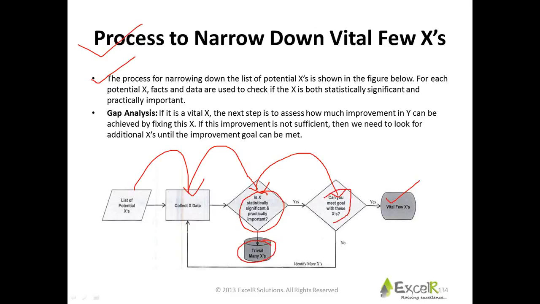If you find that those x's are not going to meet your goal, then what should you do? You should try to identify more inputs. So this is a simple logic flow diagram that you need to remember.